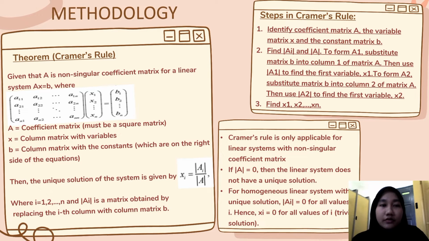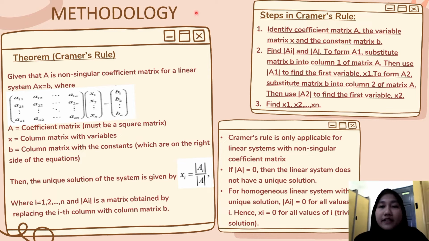So, the theorem of Cramer's rule: this is the coefficient matrix A. So this is column matrix B. Then the unique solution of the system is given by xi equals determinant of Ai divided by determinant of A, where i equals 1, 2, 3 and so on based on the equations. And determinant of Ai is the matrix obtained by replacing the i-th column with column matrix B.